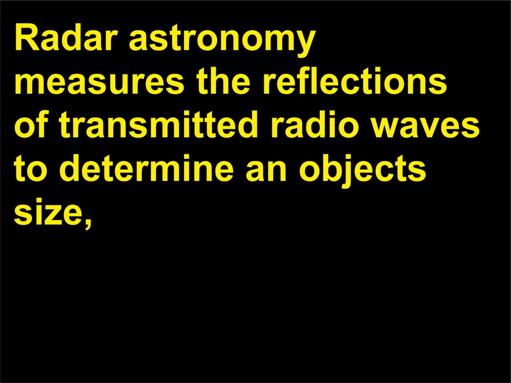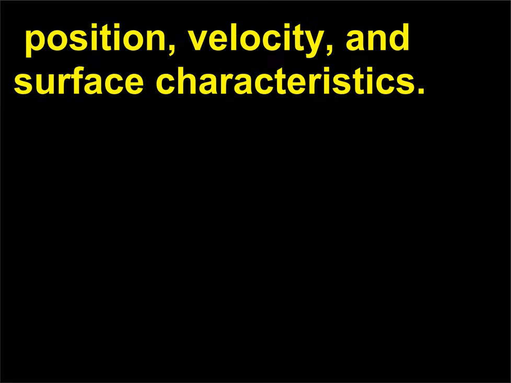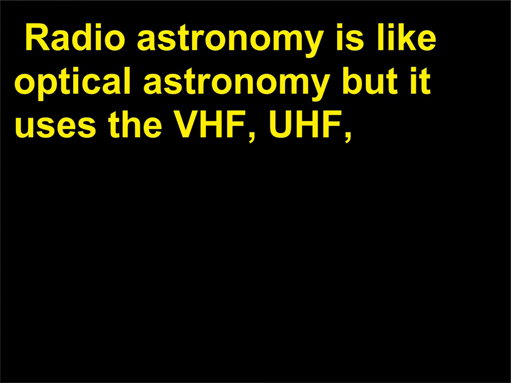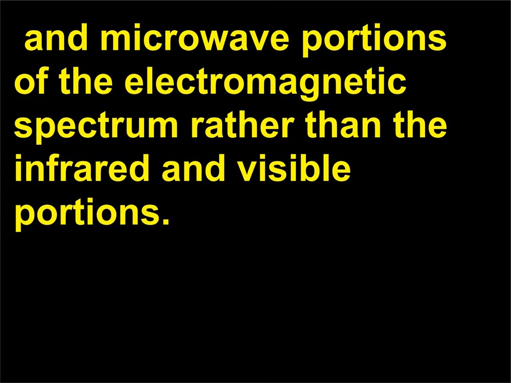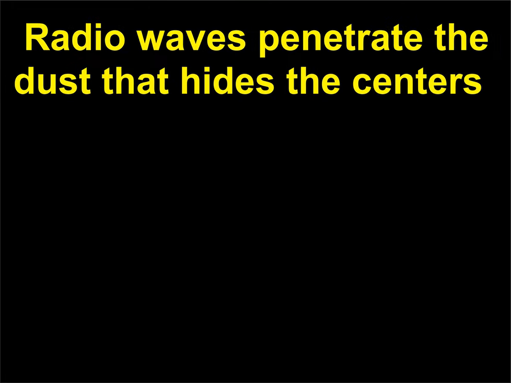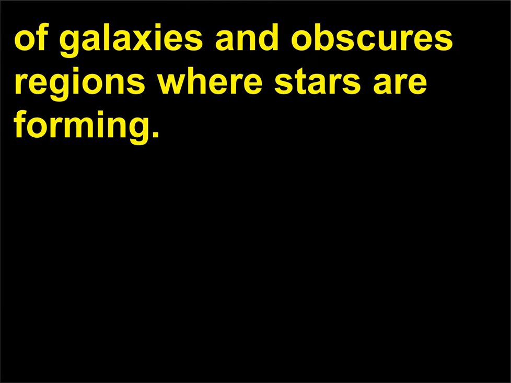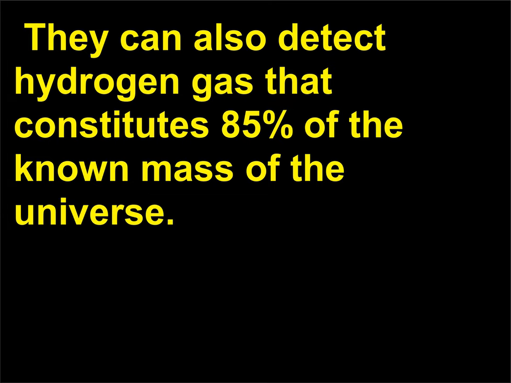How is radio astronomy different from radar astronomy? Radar astronomy measures the reflections of transmitted radio waves to determine an object's size, position, velocity, and surface characteristics. Radio astronomy is like optical astronomy, but it uses the VHF, UHF, and microwave portions of the electromagnetic spectrum rather than the infrared and visible portions. Radio waves penetrate the dust that hides the centers of galaxies and obscures regions where stars are forming. They can also detect hydrogen gas that constitutes 85% of the known mass of the universe.